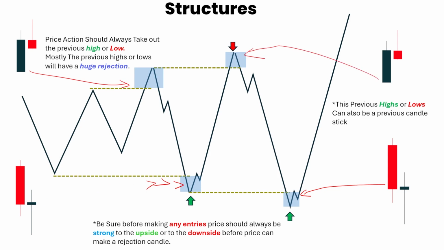Another thing that I want to point out is that you see this candlestick, it has to be strong. You will see candlesticks like this. There won't be any bullish candlestick in between before we can see this. You have to understand that. But sometimes it can be a bullish candlestick like this here, and then we have this candlestick here, followed by this one. That means this one is an entry. That is why I'm saying be sure before making any entries: price should always be strong to the upside or to the downside before price can make a rejection candle. This is what I mean.